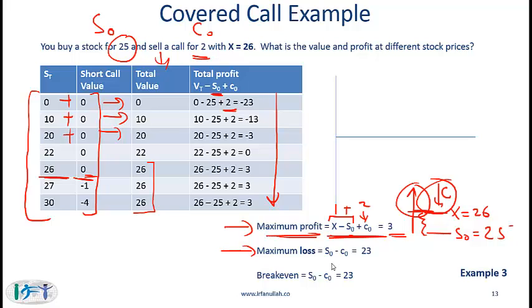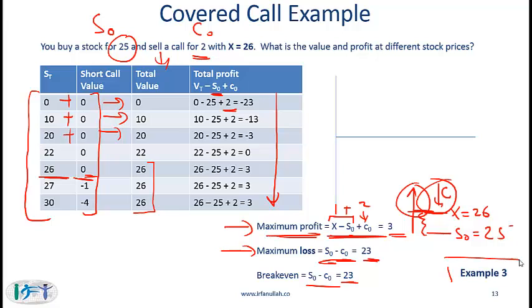You know that if you only had the stock, then the worst case scenario is that the stock goes down to 0. So your maximum loss would be S0, which is what you paid. But then the call option gives you a cushion. In this case, the call option gave you a cushion of 2. So S0, 25 minus 2 is 23. And break even is the same number. S0 minus C0 again is 23.